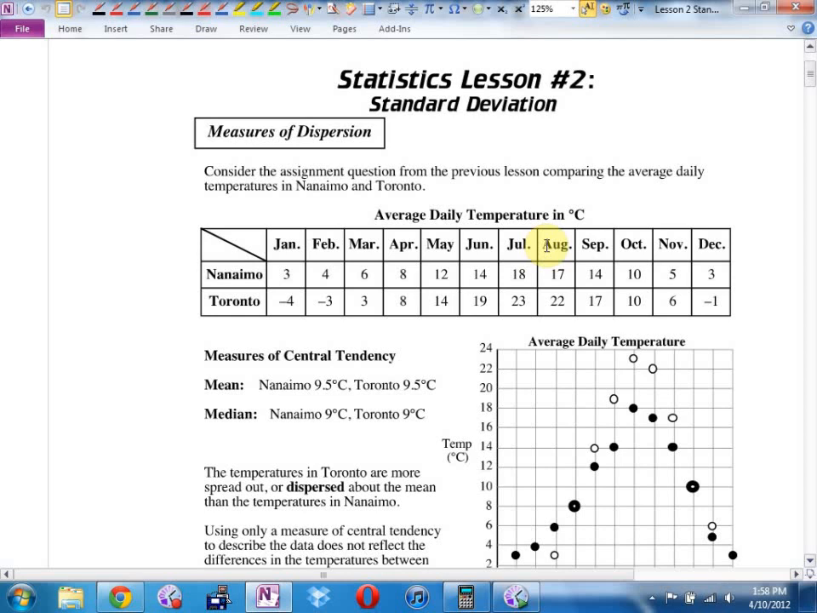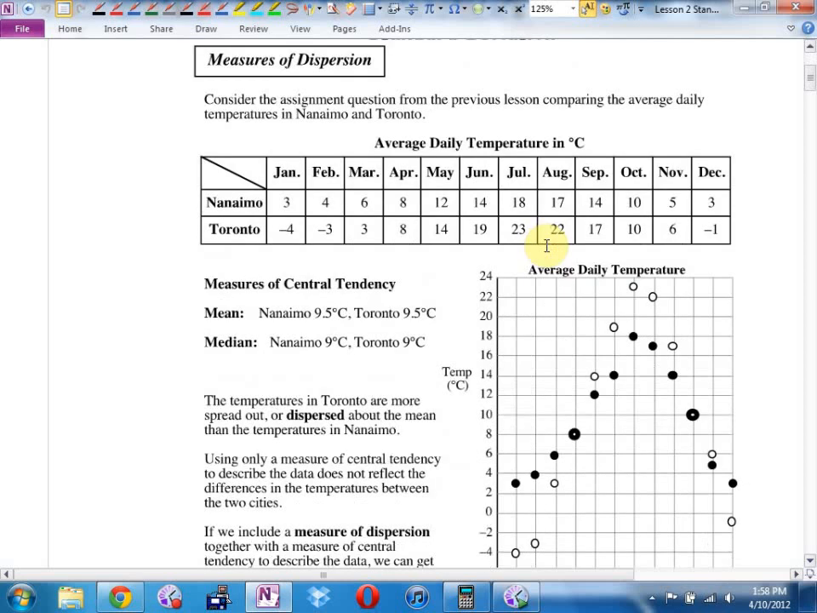Okay. So last day we talked about measures of central tendency, the fancy word for average. Today we're looking at measures of dispersion, the fancy word for spread. So consider the assignment question from the previous lesson comparing the average daily temperatures in Nanaimo and Toronto. If you were to carefully type these in, you would find a mean of Nanaimo of 9.5 degrees, and Toronto also has a mean of 9.5 degrees. You would also find that they have the same median.